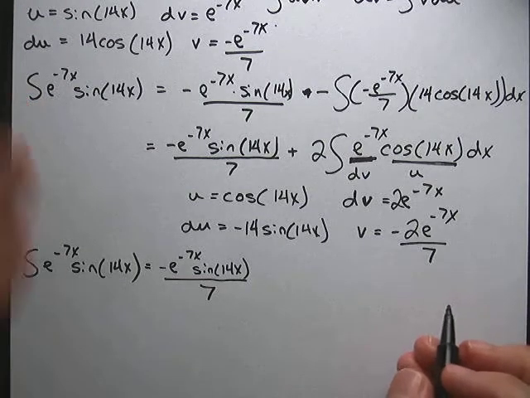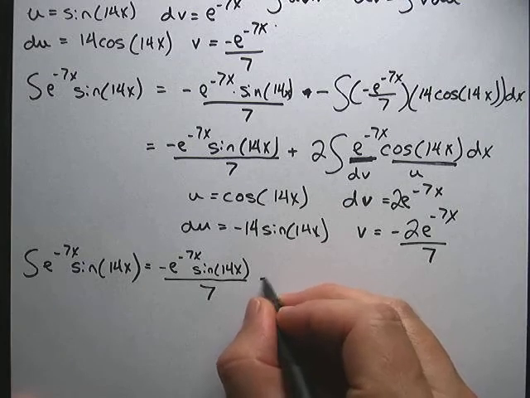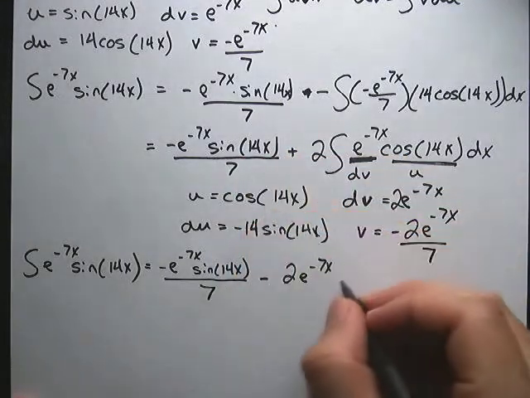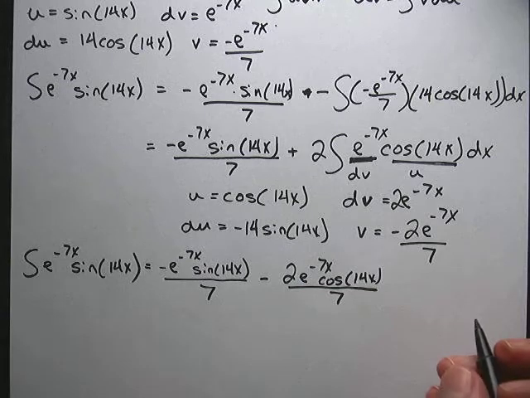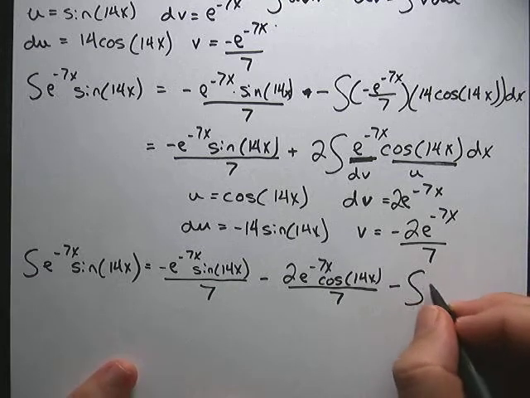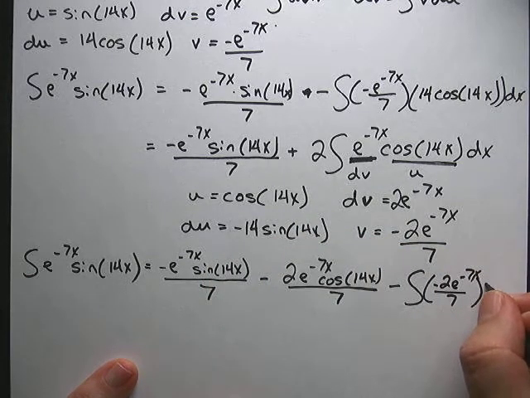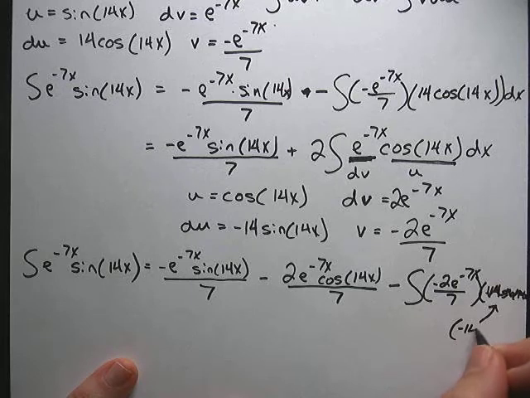Okay, and then our uv, so uv is these two terms. So that would be a minus 2e to the negative 7x. V, or u, is the cosine of 14x divided by 7. Okay, and then minus the integral of v du. So negative 2e to the negative 7x over 7, and du is, I'm almost out of room here, negative 14 sine of 14x. Yeah, ran out of room. Okay, so we'll say this is negative 14 sine of 14x dx.